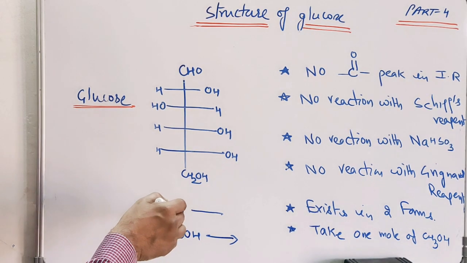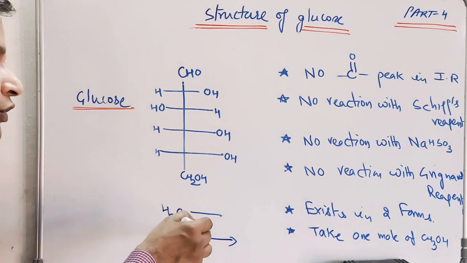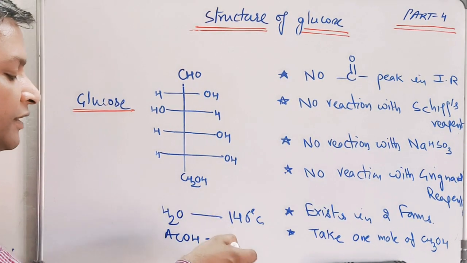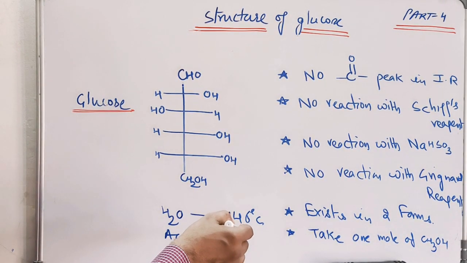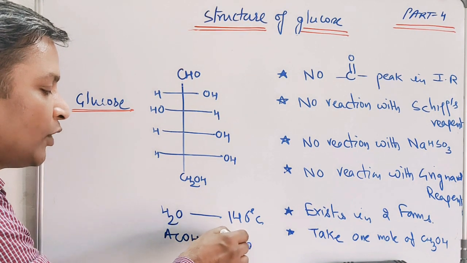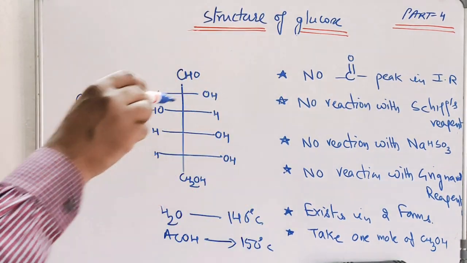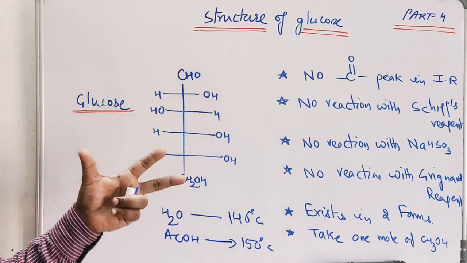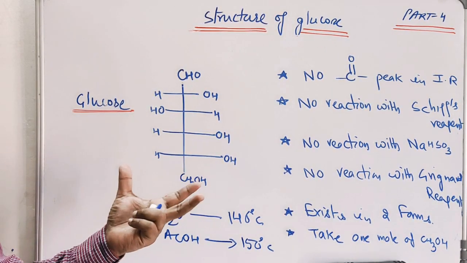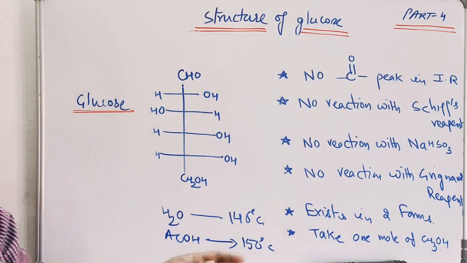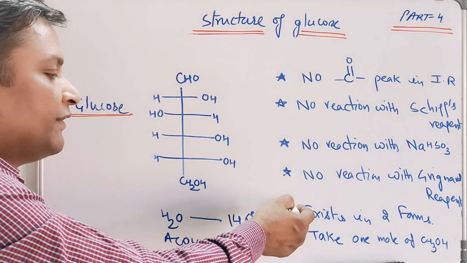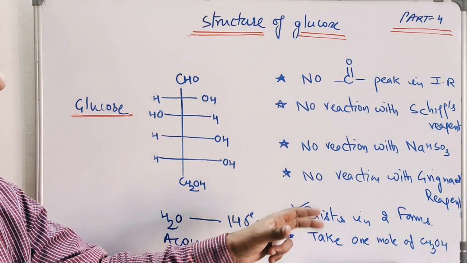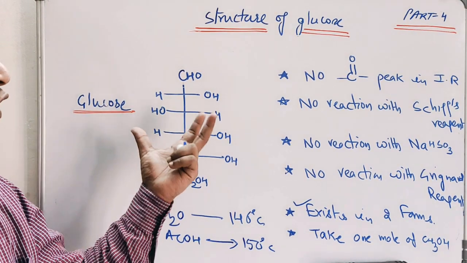The isomer obtained by crystallization in water has a melting point of 146 degrees, but the isomer obtained by crystallization in acetic acid has a melting point of 150 degrees. So it was very surprising to observe why glucose, which appears to have a very simple structure and should exist as one form, was giving two different isomers. So it was again an unexplainable point. These were all different unexplainable points given by the open chain structure.